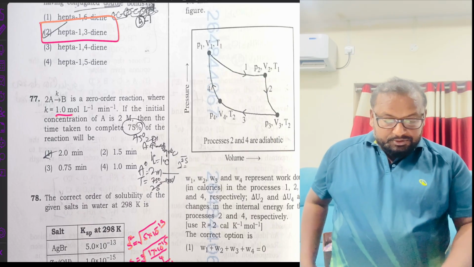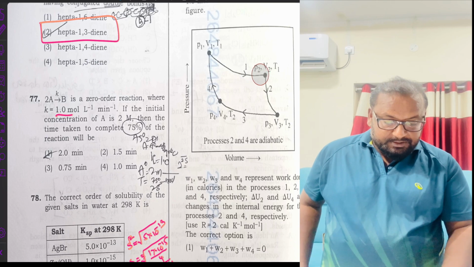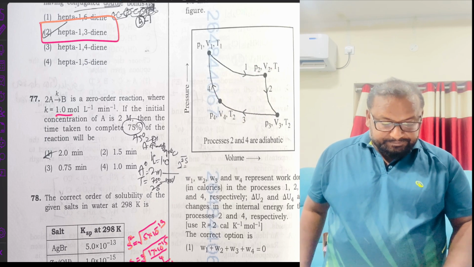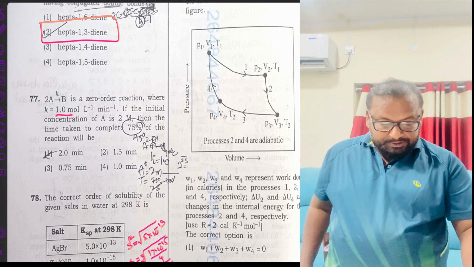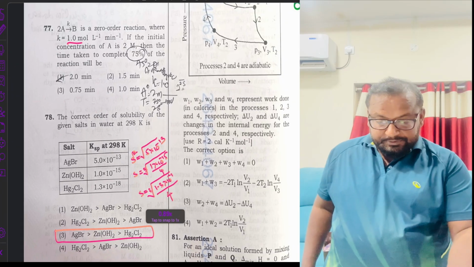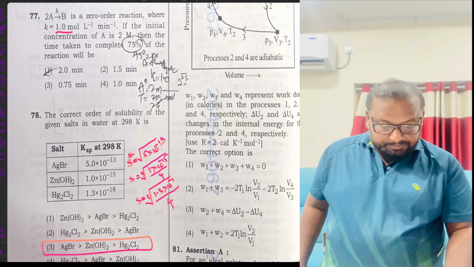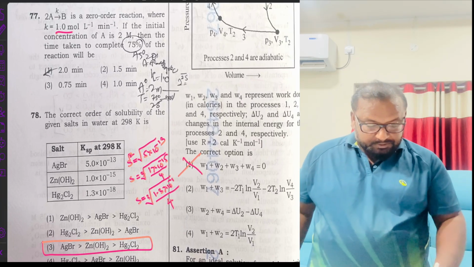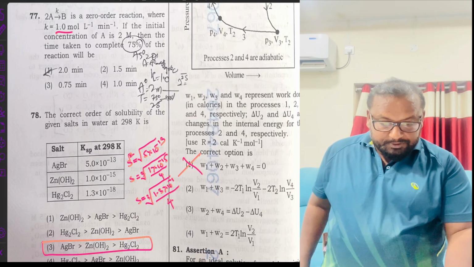Okay. So this is an isothermal process. This is an isothermal process, isn't it? So 2 isothermal processes are there. So therefore the first option is out. So we have 2 processes.